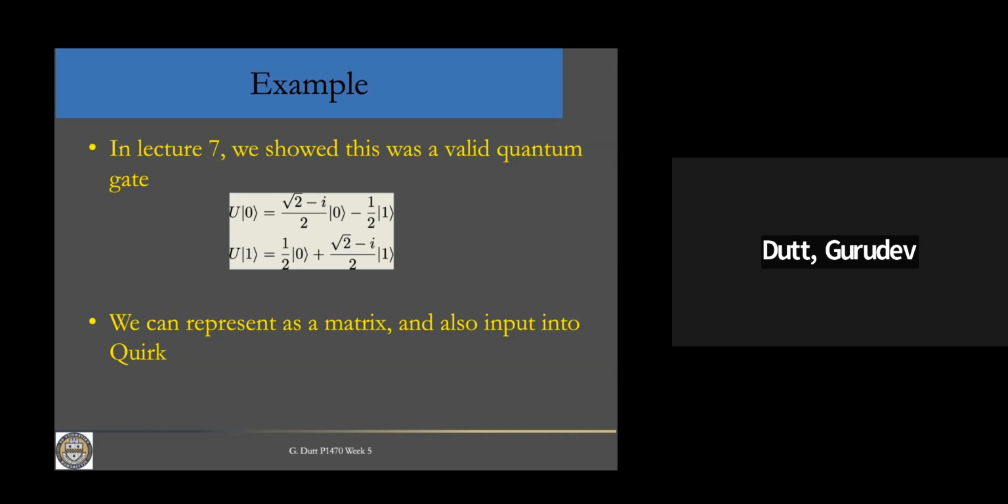Now let's represent that as a matrix, and also show you how to use Quirk to take this matrix and make it into a gate in Quirk. Eventually we'll also be able to do it on IBM's platform. But since we're just doing the analytical stuff here, not the experiments, we can do that here. First, to represent it as a matrix, we just follow our procedure.